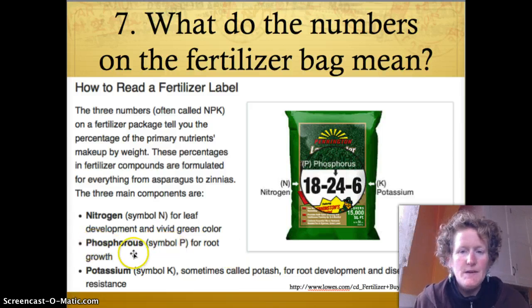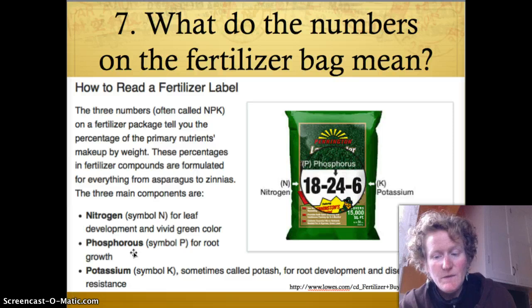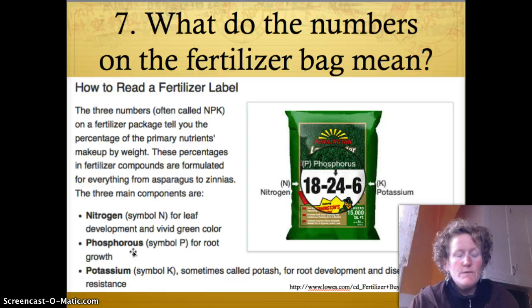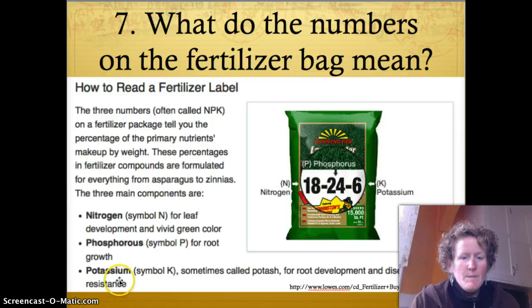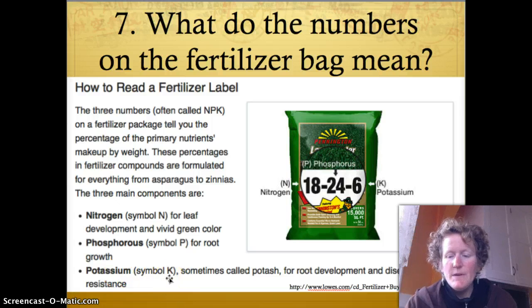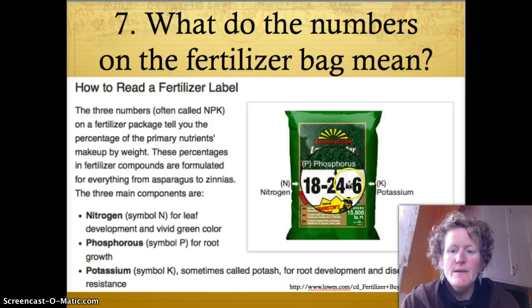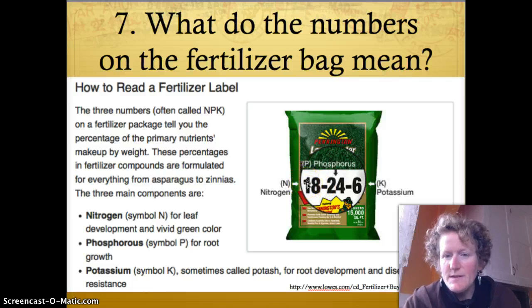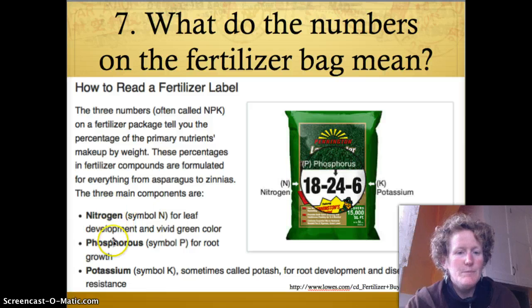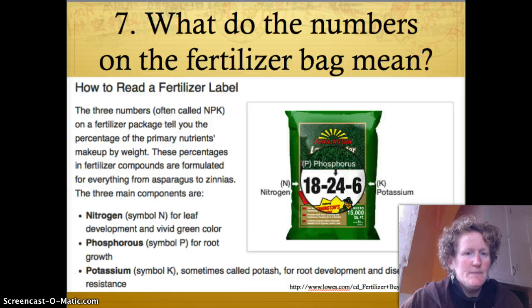Phosphorus, P. You need phosphorus to make ATP, and so does the plant. It's also good for root growth, blossoms, and fruits. Potassium is also important for root development and disease resistance. So those 3 numbers stand for NPK. If there's a big number here, that means the fertilizer's got lots of nitrogen. If it's got a big number here, that means it's high in phosphorus. If it's got a big number here, it means it's high in potassium. NPK. 3 numbers, 3 elements. Nitrogen, phosphorus, potassium. That's number 7.